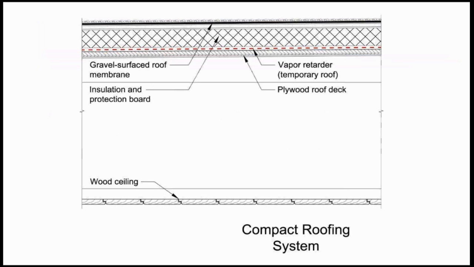So this is the compact roof. We actually used a 2-ply asphalt built-up roof as a temporary roof and then put the insulation bonded to that, and then we have the roof membrane bonded to the protection board. In this case, I believe we used Densdeck.